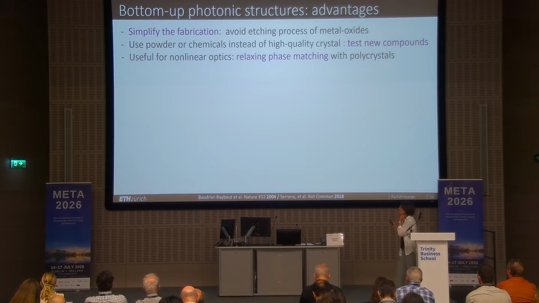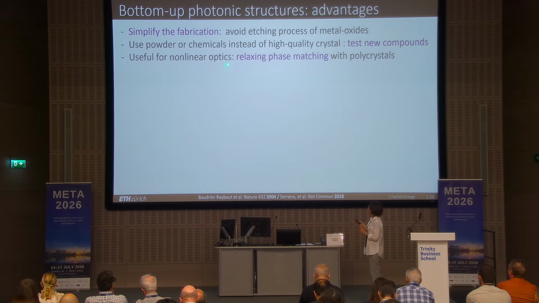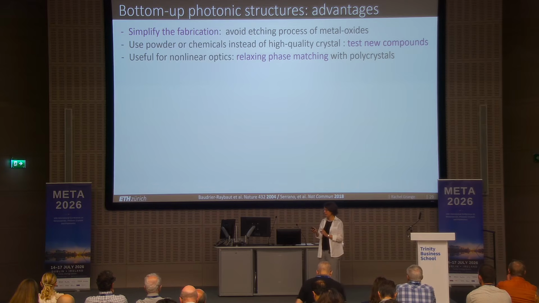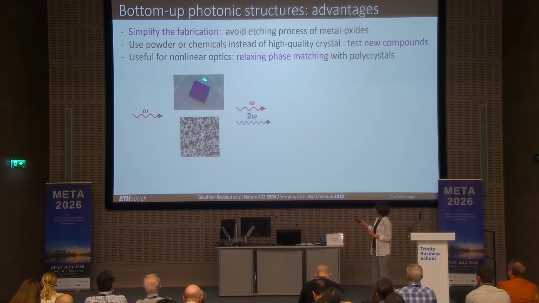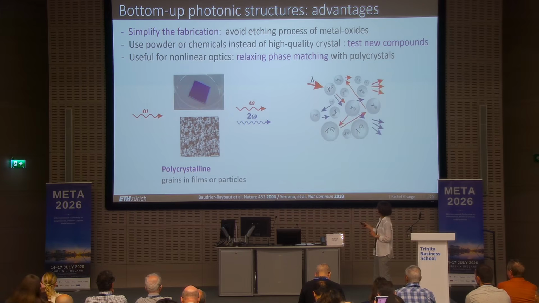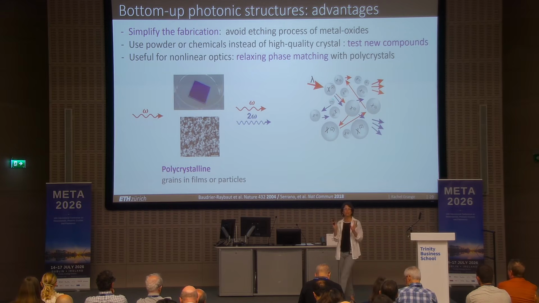So, the sol gel. Why would you make chi-2 material bottom-up? To simplify the fabrication, to use other types of material, not only relying on the commercial thin films, and most of all, it is very useful for nonlinear optics because you're relaxing the phase matching condition. Here, I'm talking about material that stays polycrystalline, which means that either a thin film or an assembly of nanoparticles, when you illuminate them with your infrared light, for instance, and you look at the second harmonic generated light, they don't depend on a specific orientation of your crystal, but your crystal is totally randomized.